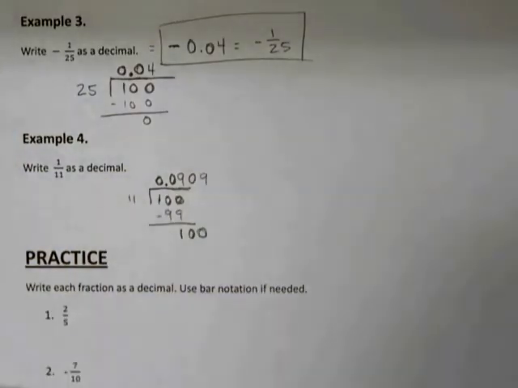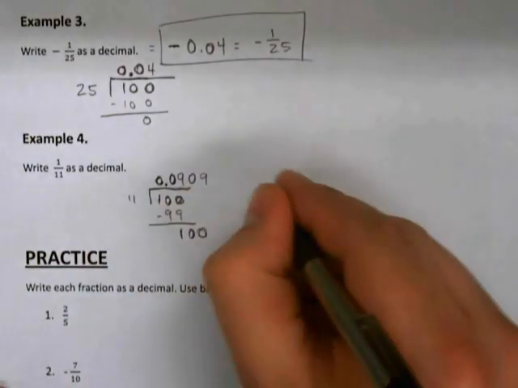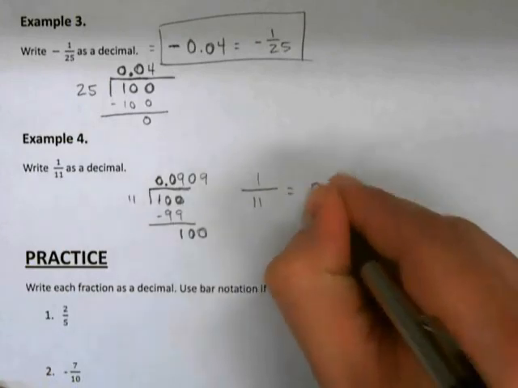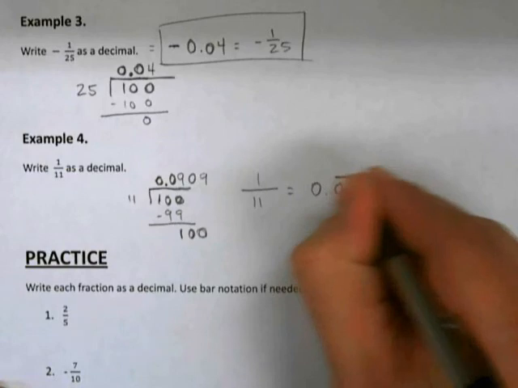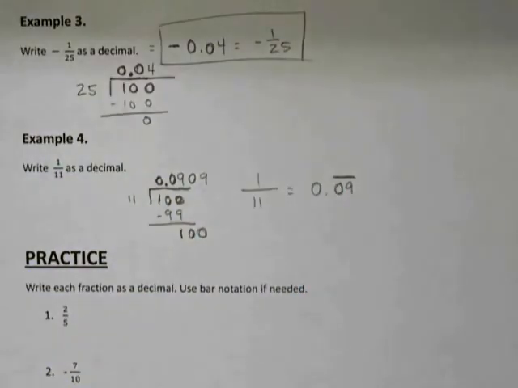So instead of just continuing to solve for 0.090909, we can just write the fraction 1/11 as 0.09 with a bar over it, and we use that bar notation to show that this is going to keep on going forever, and it's just going to repeat between 0 and 9, back and forth, back and forth.